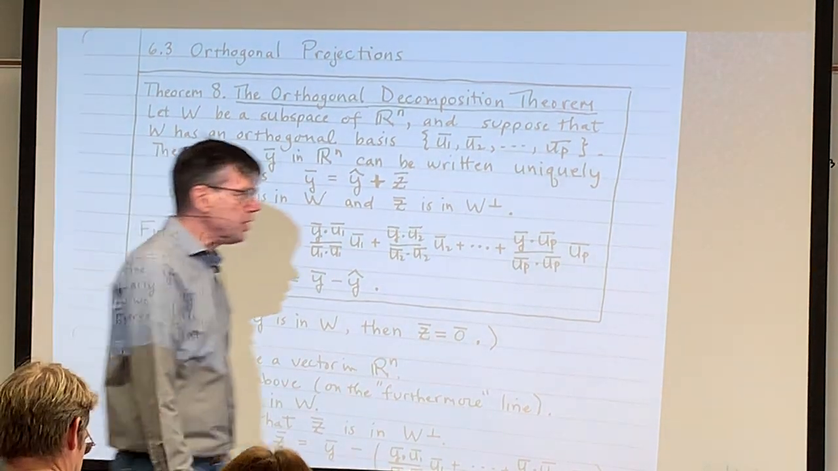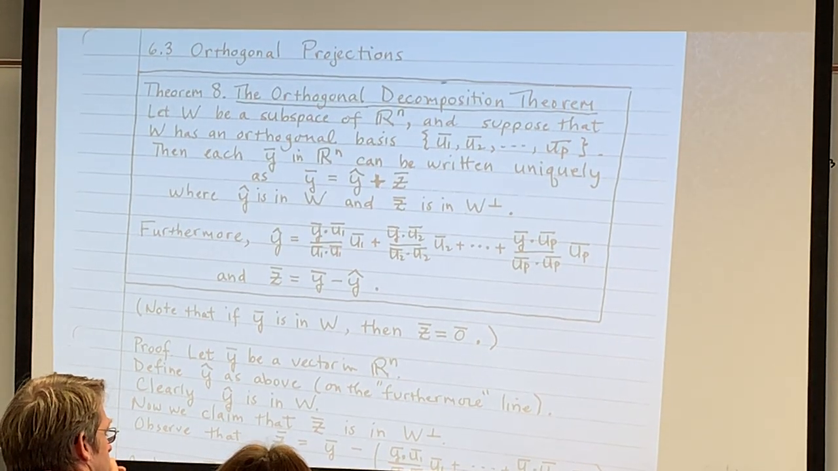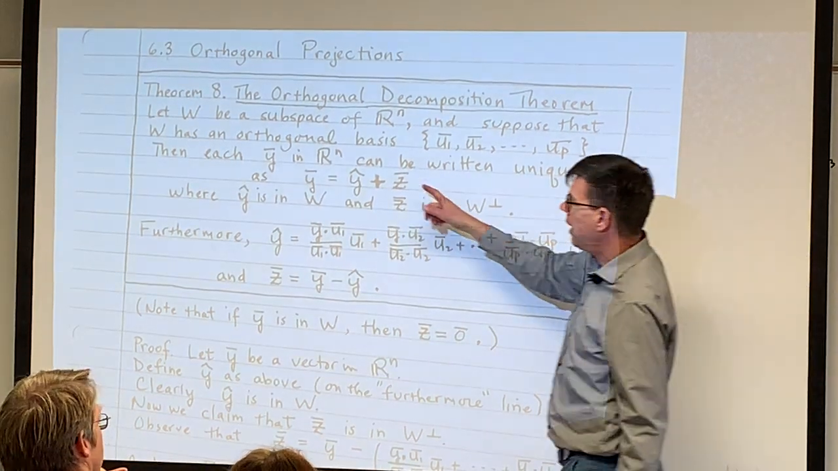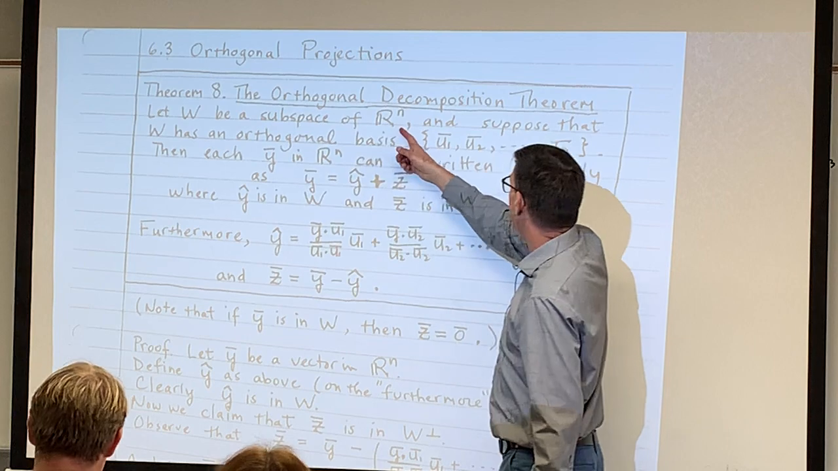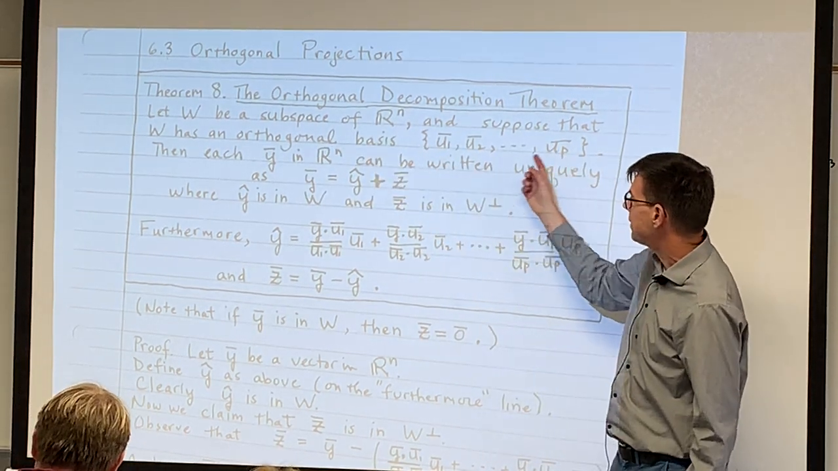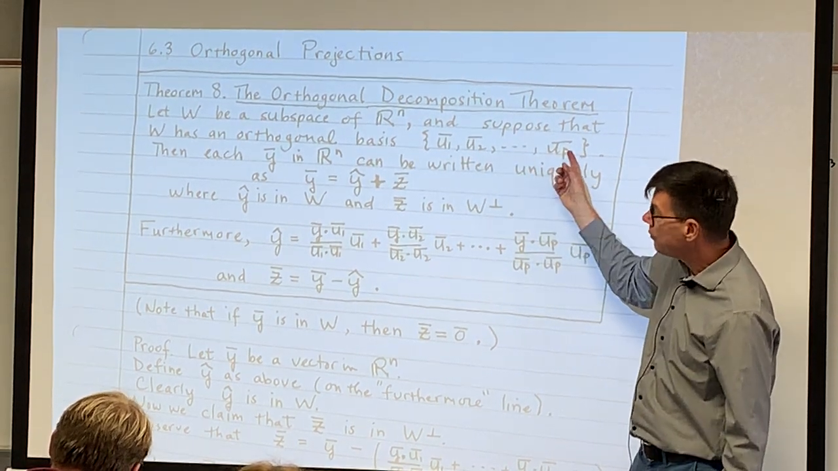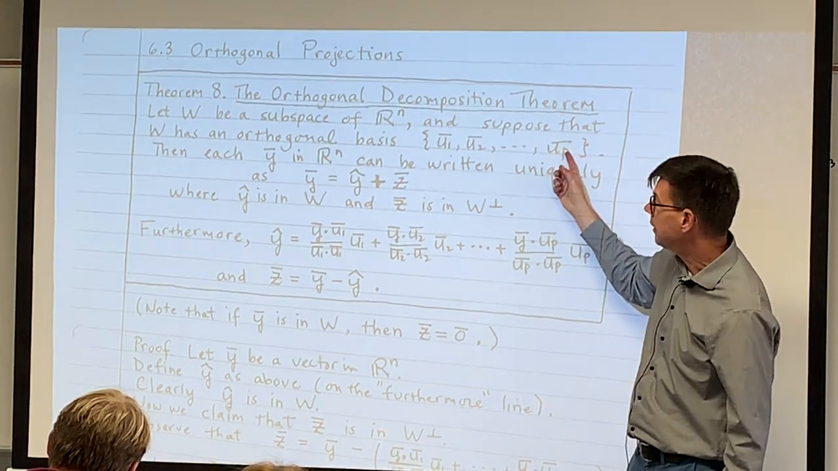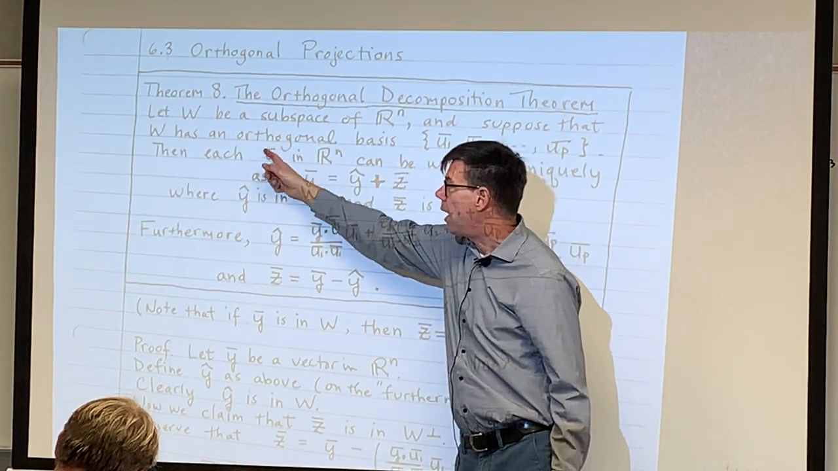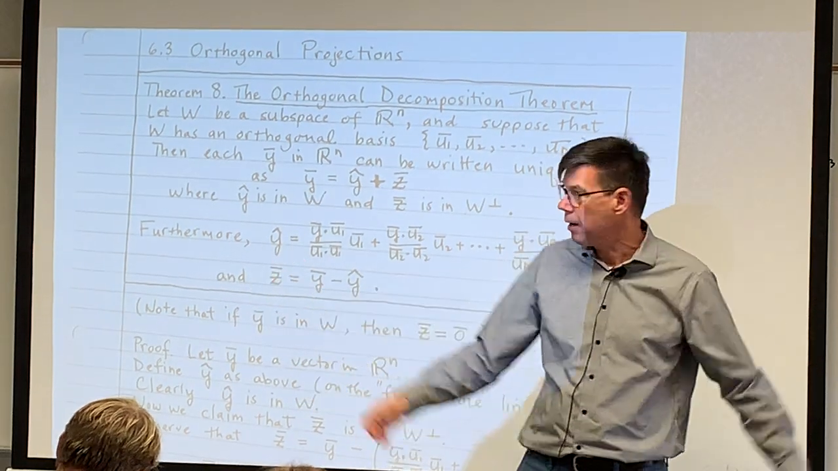This example we just did is kind of the heart of the matter. But that was with a one-dimensional subspace, right? What we're going to talk about now is what if we have a higher-dimensional subspace of R^n, so that subspace W has some basis u1 through up, an orthogonal basis. So W is p-dimensional here. Then every vector in R^n, so y might not be in W, probably isn't in W, y is just in R^n.